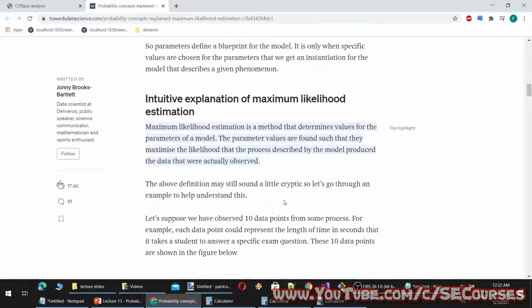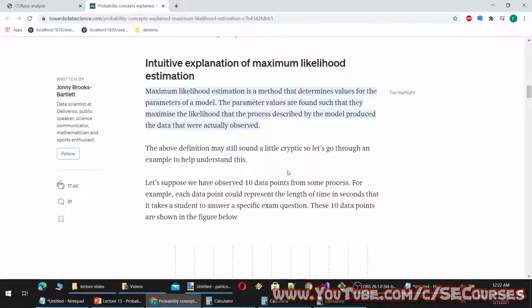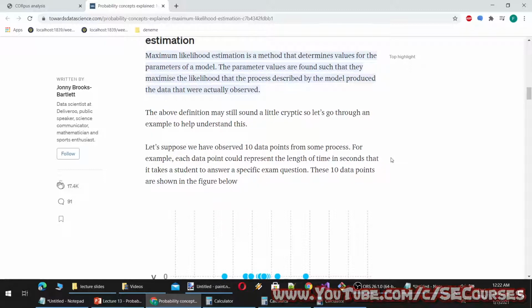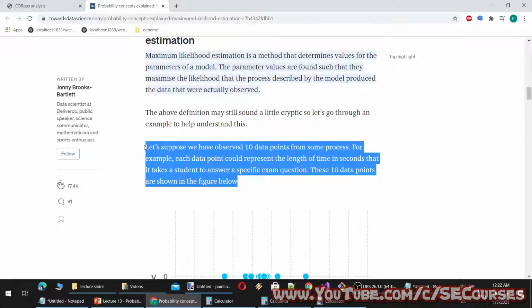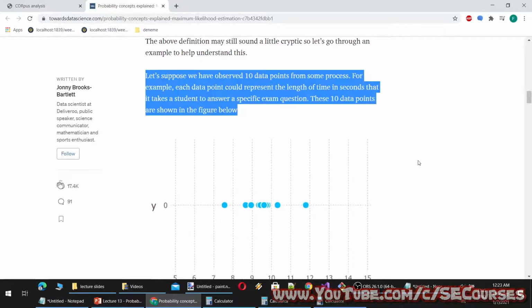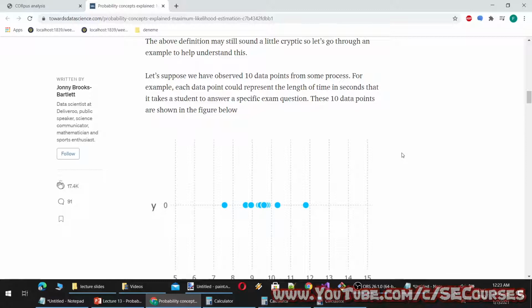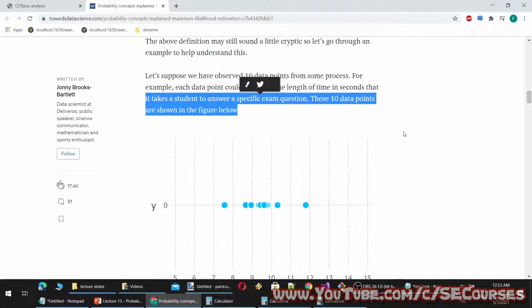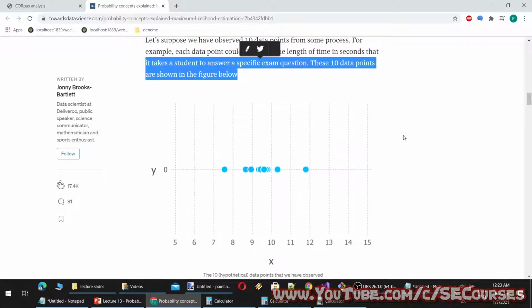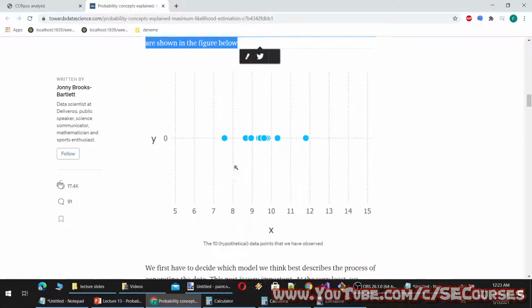Intuitive explanation of maximum likelihood estimation. Maximum likelihood estimation is a method that determines values for the parameters of a model. The parameter values are found such that they maximize the likelihood that the process described by the model produced the data that were actually observed. The above definition may still sound a little cryptic, so let's go through an example to help understand this. Let's suppose we have observed 10 data points from some process. For example, each data point could represent the length of time in seconds that it takes a student to answer a specific exam question. These 10 data points are shown in the figure below. Okay.